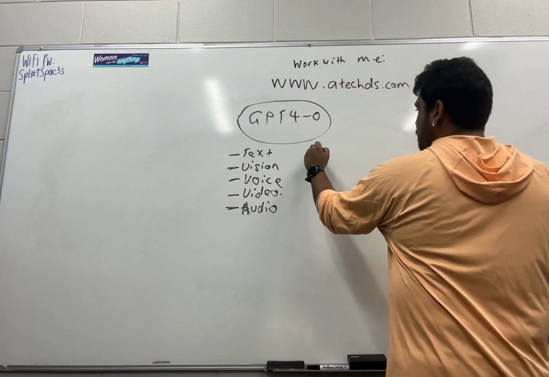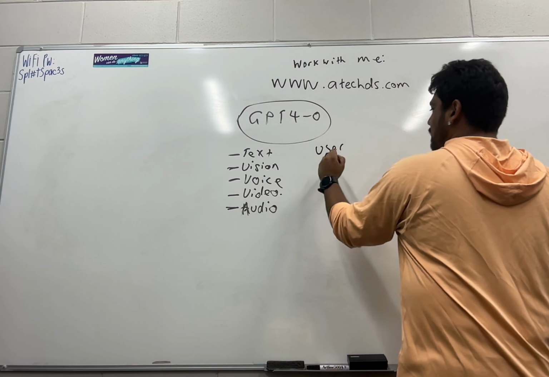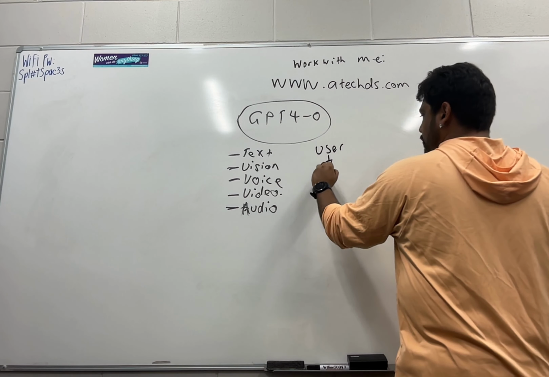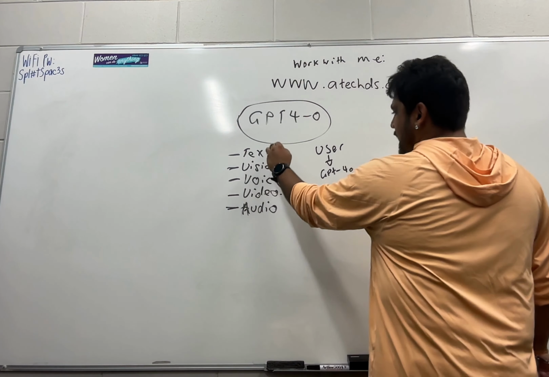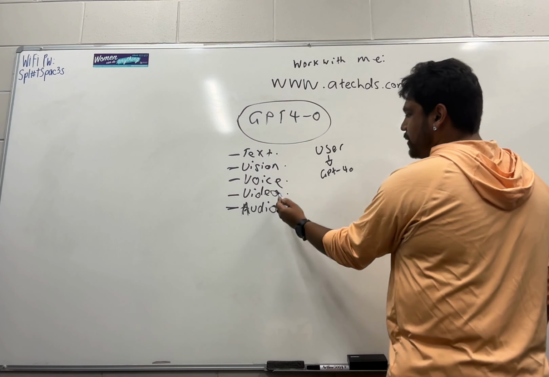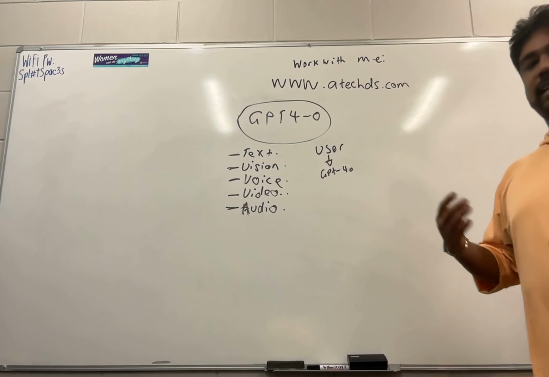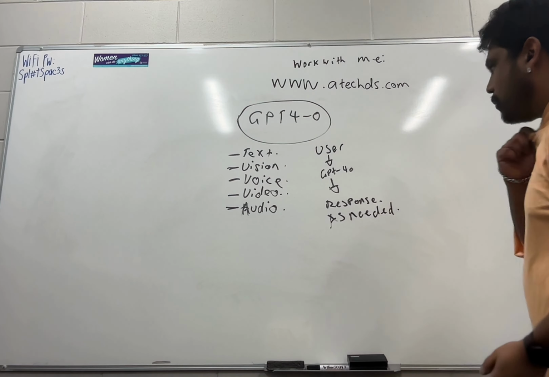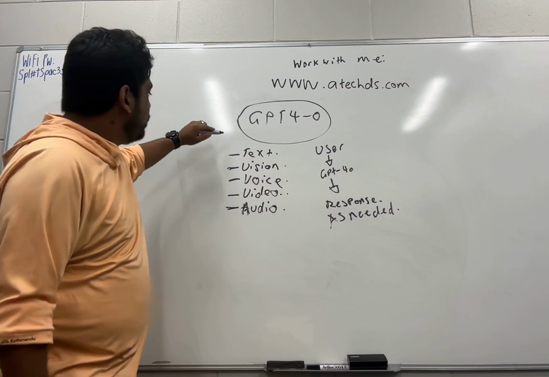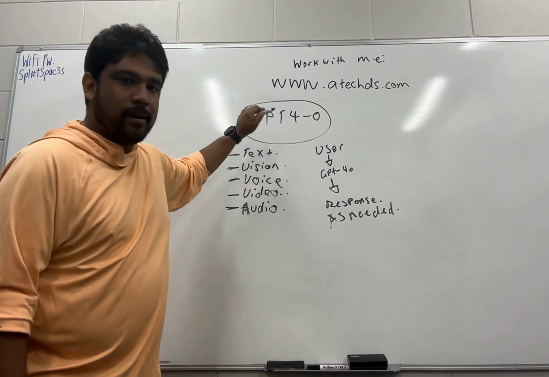So, the user says something, and then from that, it gets sent to GPT-4o. And then from there, it decides what is required here. So, is it text? Is it vision? Is it voice? Is it video or audio? It determines that in less than a second as well. From there, it generates the response as needed. What's important to understand here, guys, is that all of this is now in one model.